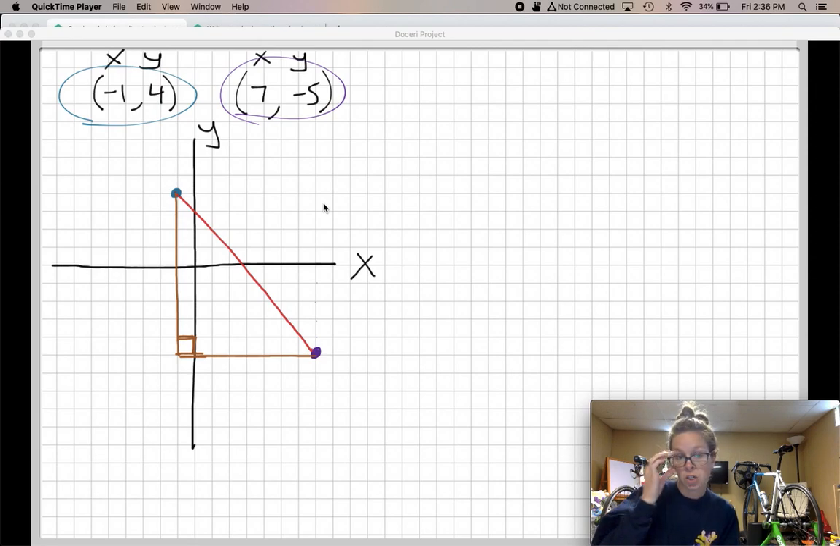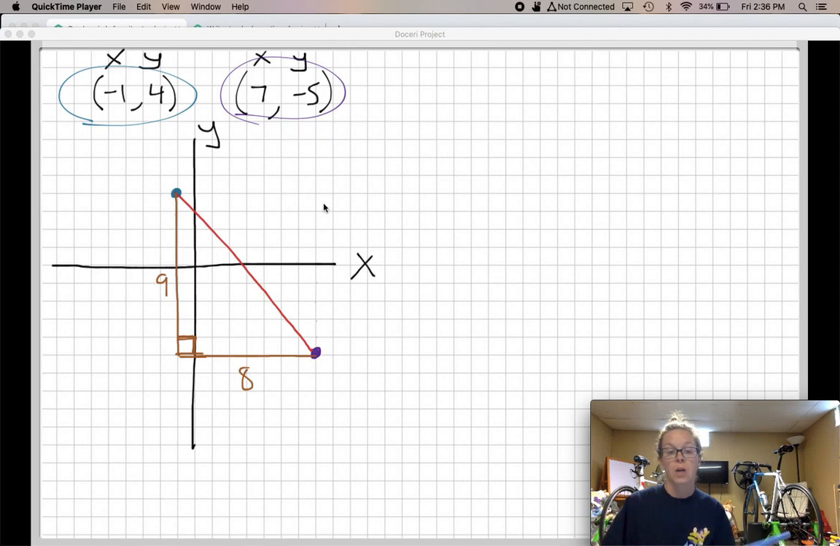Now I can measure the horizontal and the vertical parts of this by counting boxes. So how many boxes across is the bottom of this one? 1, 2, 3, 4, 5, 6, 7, 8 boxes across that I can count on the bottom of this. And then how many boxes up? 1, 2, 3, 4, 5, 6, 7, 8, 9 boxes tall.